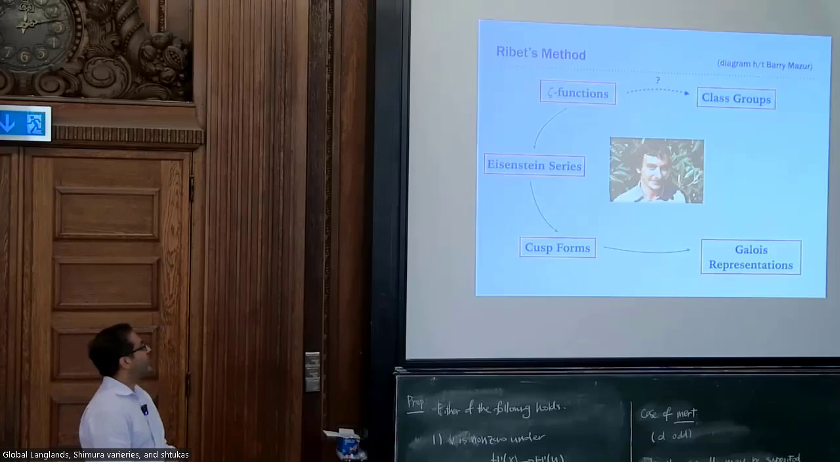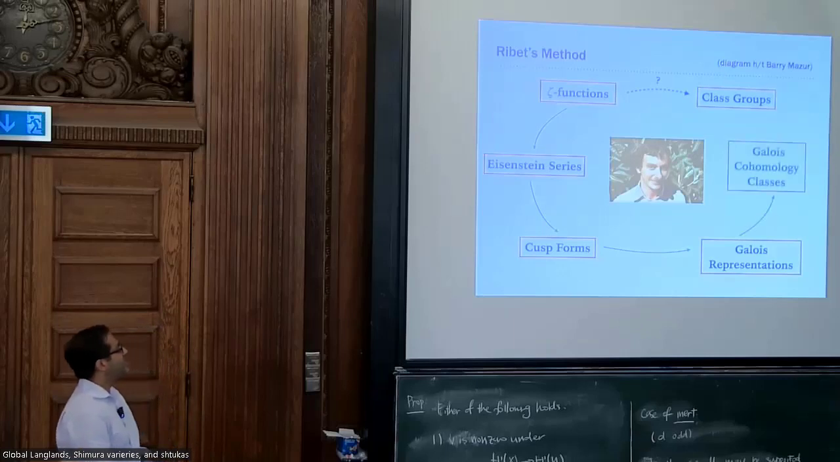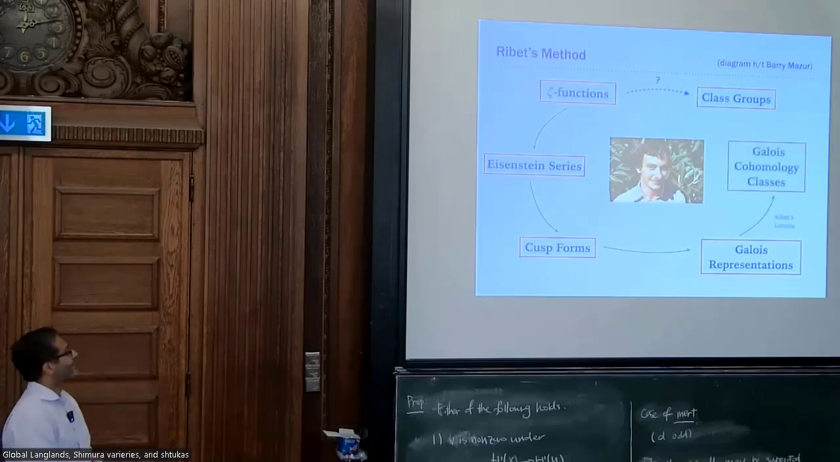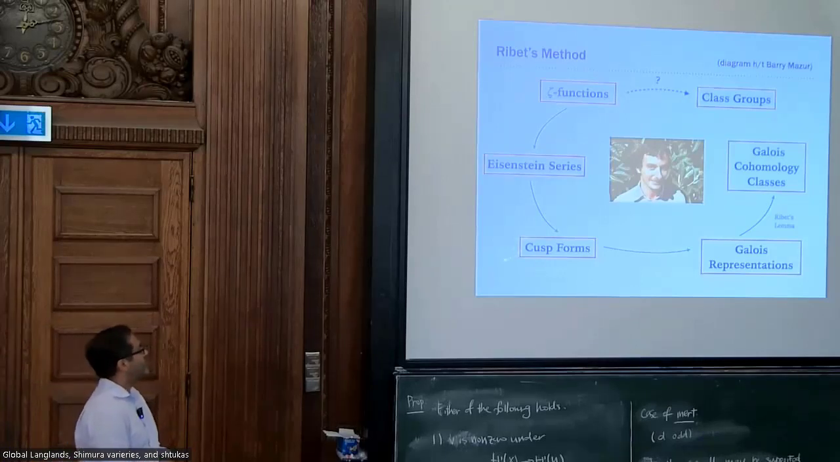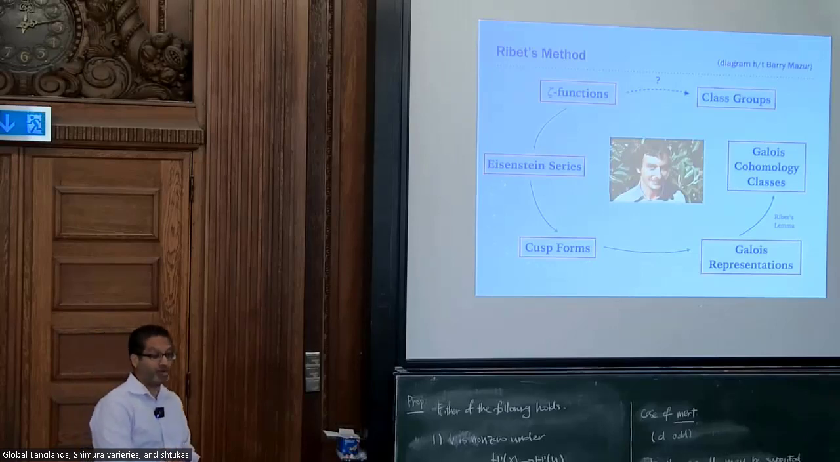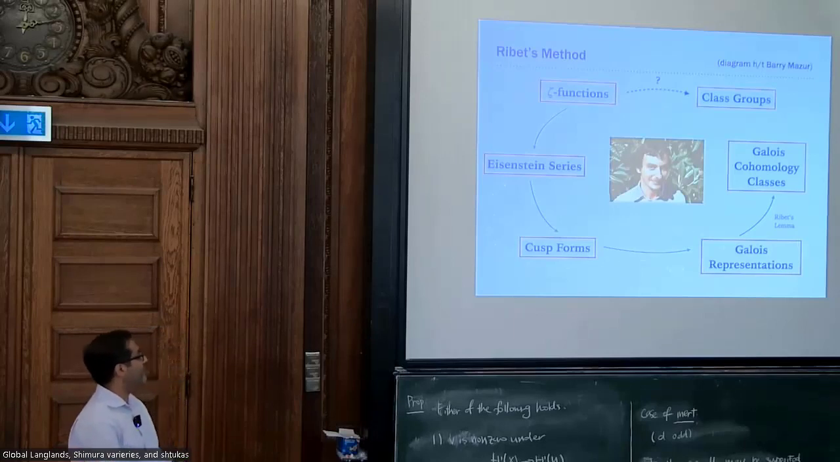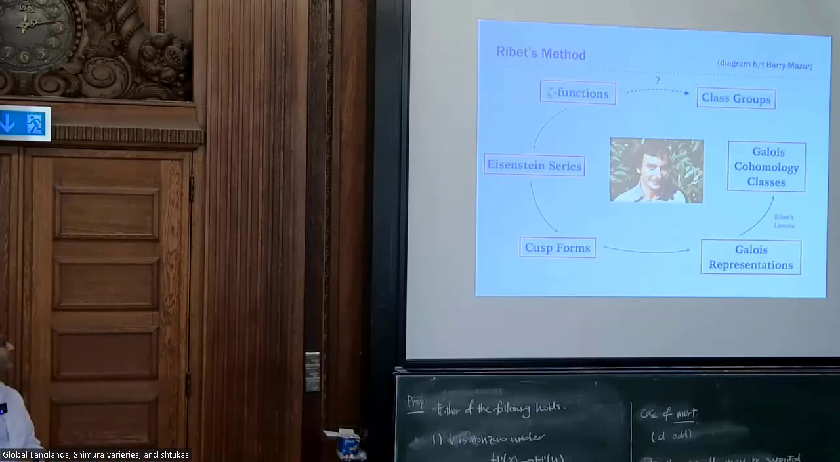Then you want to go from Galois representations to Galois cohomology classes. So when the cusp form is congruent modulo, say, an L value to an Eisenstein series, then you imagine that the Galois representation is congruent modulo L to the Galois representation associated to an Eisenstein series, which is the reducible representation. So the Galois representation that you get from this cusp form modulo L, you expect to be reducible. And when we have a reducible Galois representation, you get associated to that a Galois cohomology class.